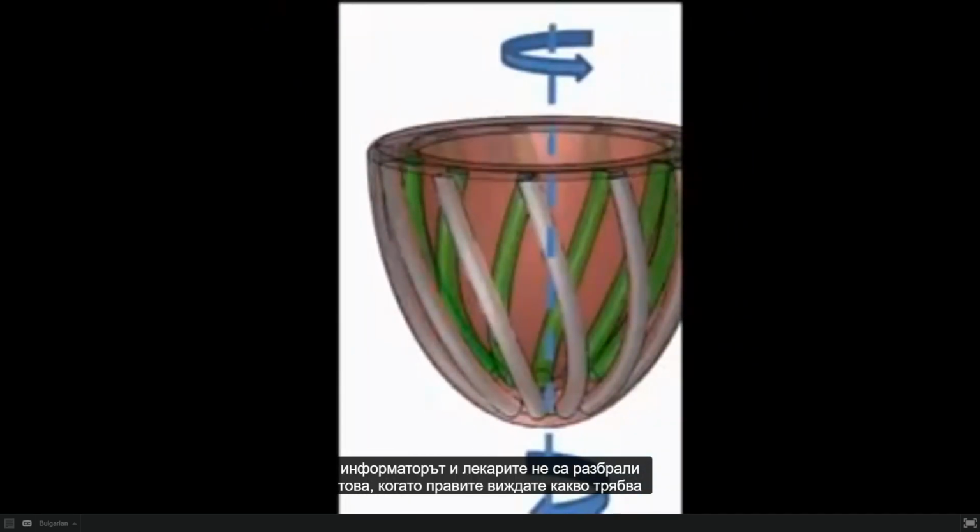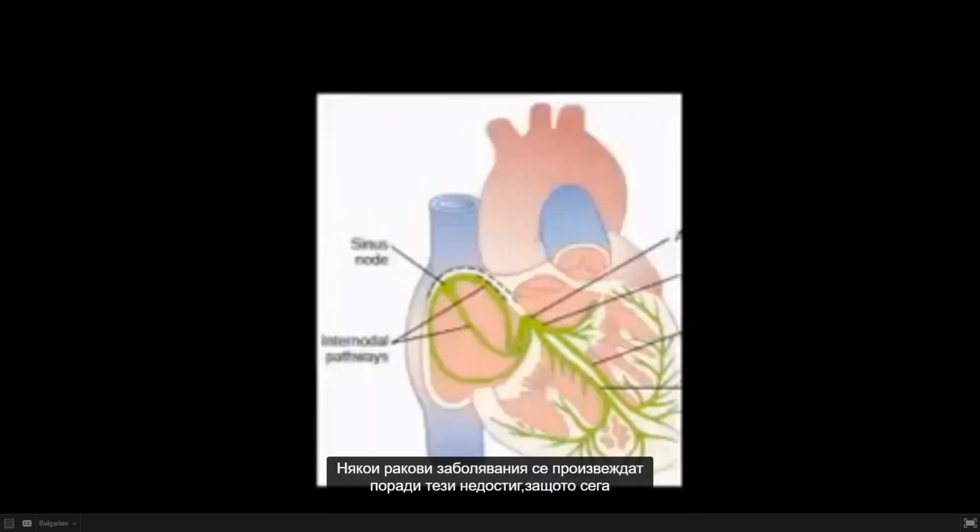And the doctors haven't understood this. And when you do it, then you see what the immune system needs to be done, what is short, and what it has to go. Some cancers are produced because of these diseases. Or put it this way, because of these shortages, not the disease.